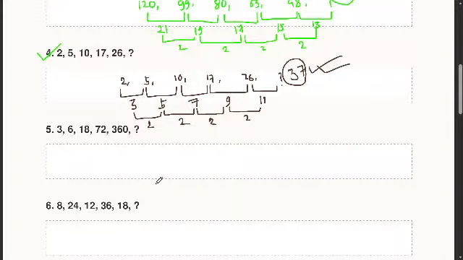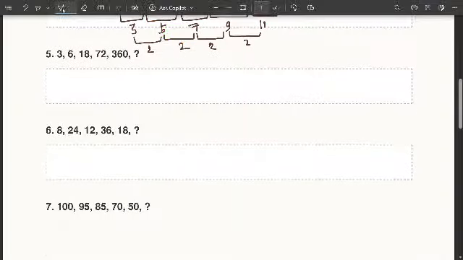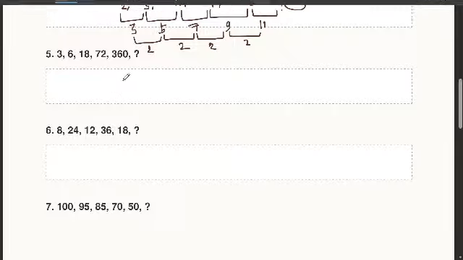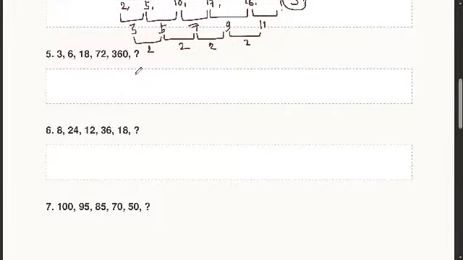Okay. Now, moving to the next problem. Here it is written 3, 6, 18, 72, and 360. And we have to find out this one.